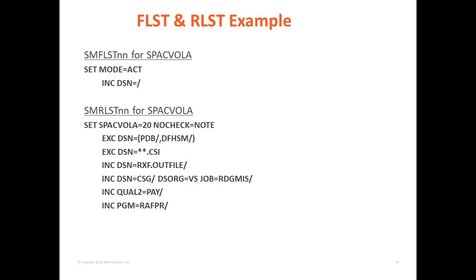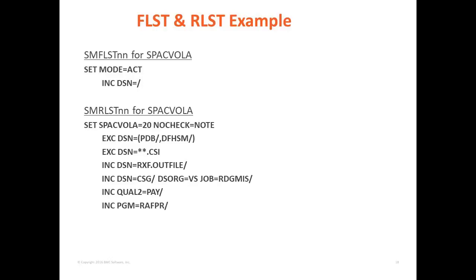The example shown is for function SPAC valet. The FList is active and all datasets are eligible for consideration. The RList sets the volume count to 20 and also tells SRM to bypass the note processing and allow these datasets to be included. By default, SRM does not allow for volume adds for note, point, or EXCP processed datasets. We will exclude datasets starting with PDB and DFHSM.